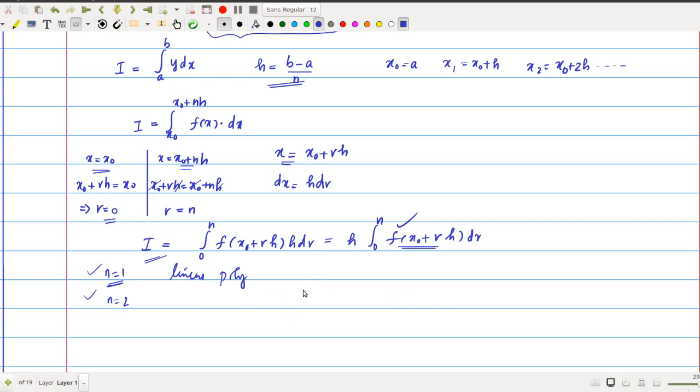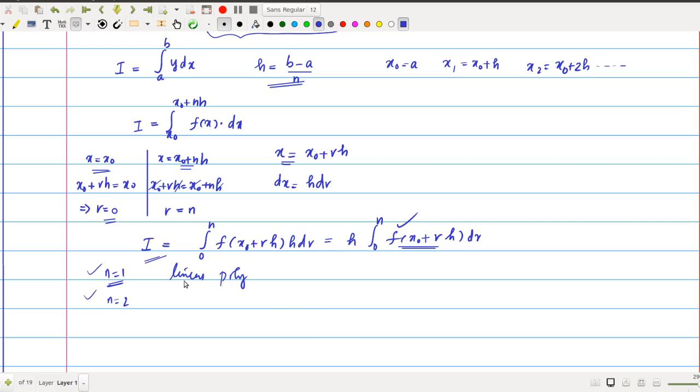So we have three important examples or typical cases of this formula that will be discussed. That is trapezoidal rule, that is section 22.11b, and 11c is Simpson's 1/3 rule, 11d is Simpson's 3/8 rule. So these are the topics we have to discuss in this module.